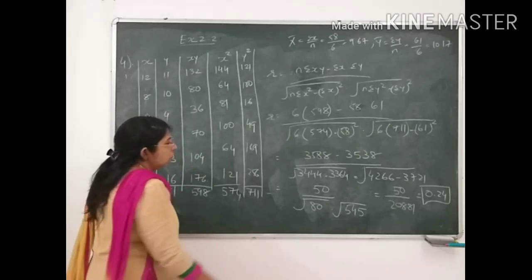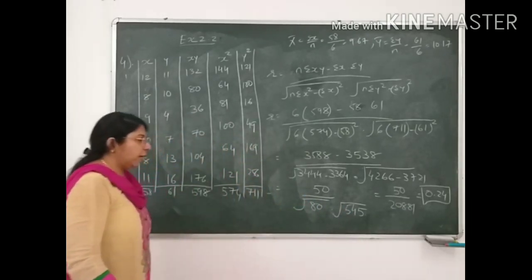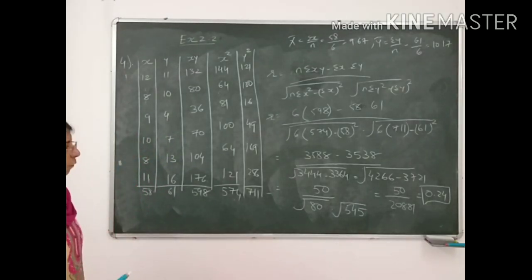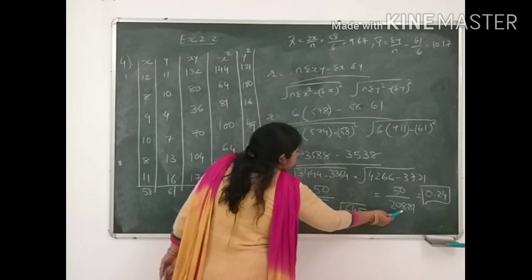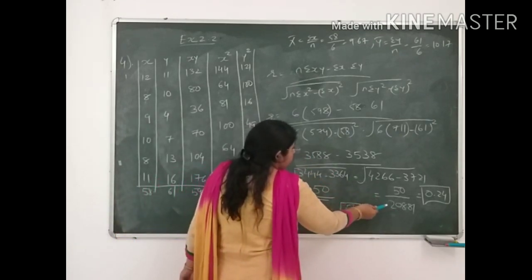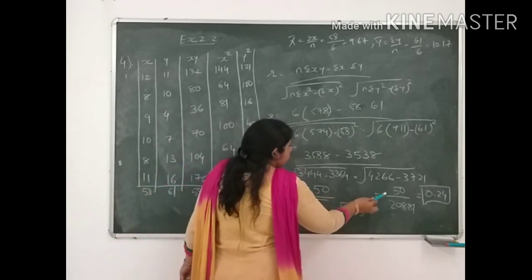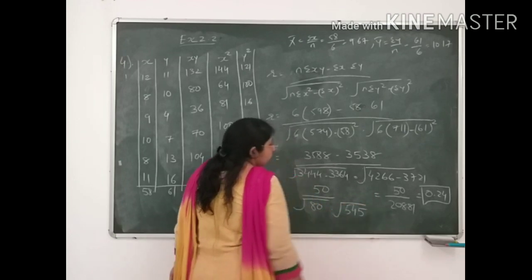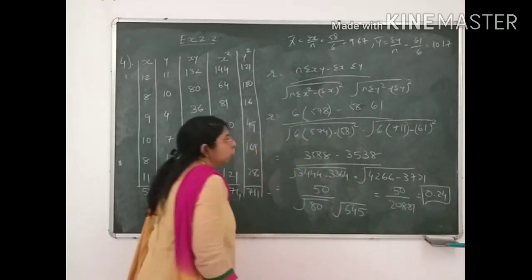Now first of all, in denominator you will multiply 80 into 545. By multiplying 80 into 545 and then finding the root, you will get 208.81. So in numerator that is 50, upon denominator, that is 208.81. By dividing both the values, that is 50 divided by 208.81, the value of R would come to 0.24.